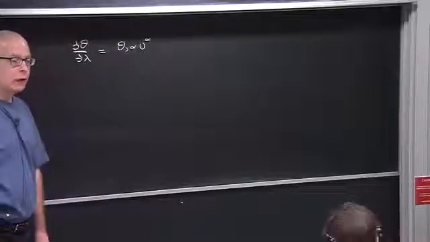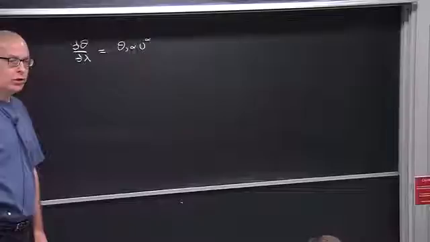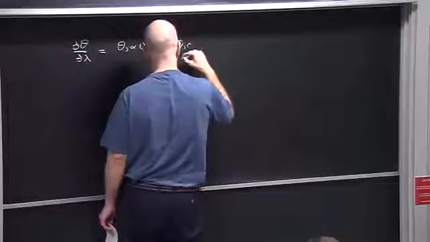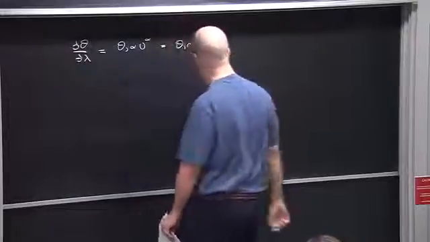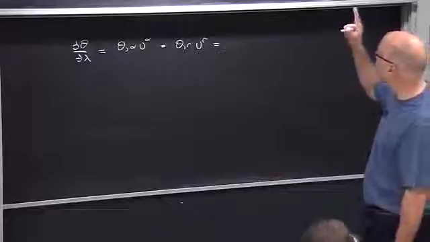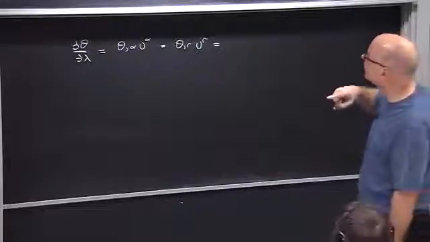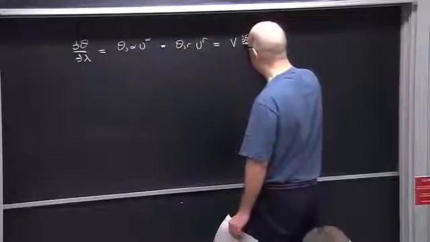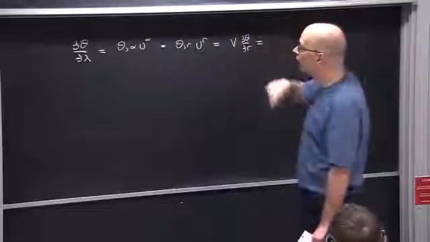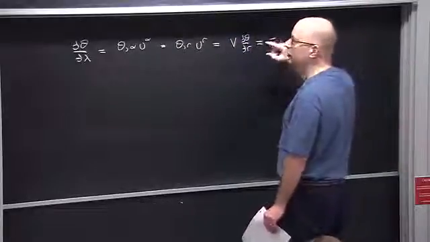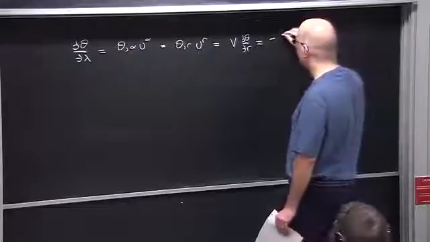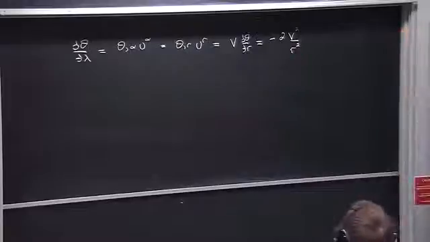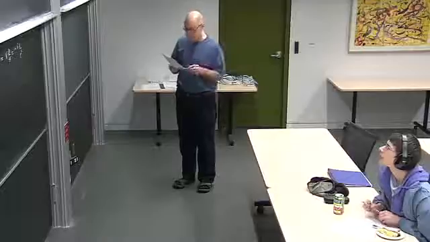Now, the expansion only depends on r, so the only component that's going to matter is the radial component. So we get theta differentiated with respect to r times the r component of the velocity vector. The r component of the velocity vector is v, so it's v times d theta dr, and that's easy to calculate. It's minus 2v over r squared, so we get minus 2v squared over r squared for the rate of change of the expansion.